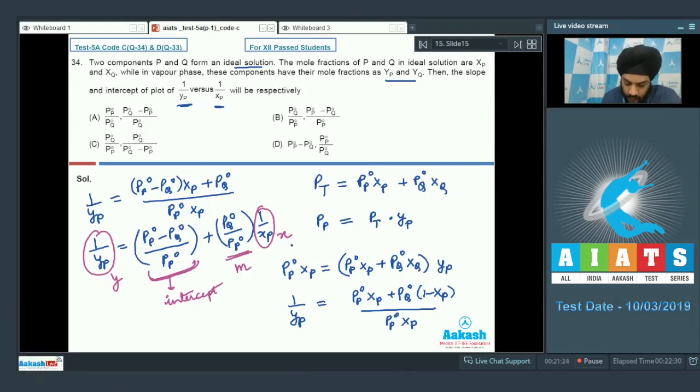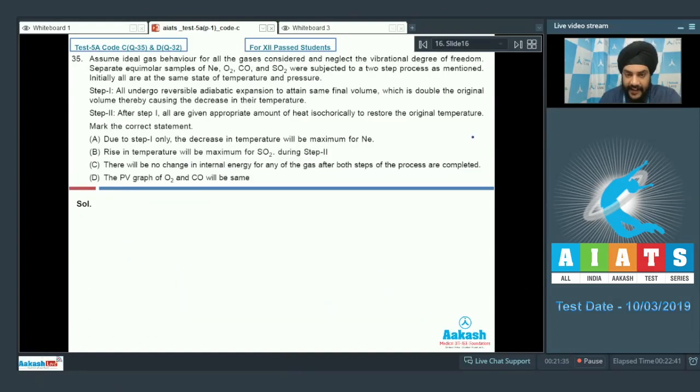So if you look at the options very carefully, we can see that we have to select the B option as the correct answer to this question. Let us look at the next question. Question number 35.